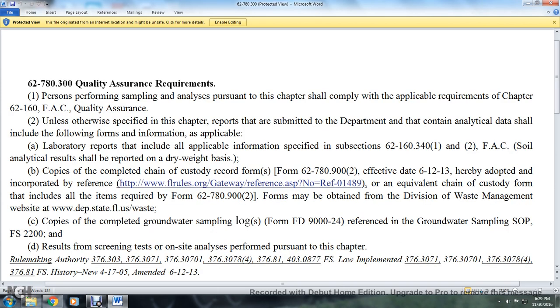Results of screening tests and on-site analyses performed pursuant to this chapter. Rulemaking Authority 376.303, 376.307, 376.30701, 376.30781, 403.087, Florida Statutes. Law Implemented 376.3071, 376.30701, 376.30781, 376.81, Florida Statutes. History: New April 17, 2005, amended June 12, 2013.